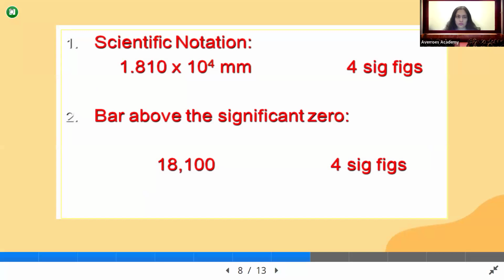Another example is if you're looking at scientific notation, we look at that first number, 1.810. Those are all significant, so there are 4 significant digits there. And in another instance, if there is a little dash or a bar above a 0 at the end of a value, so in this instance it's 18,100, but there's a little bar or dash on top of that last 0, then that 0 and any ones after that are not significant. So here we only have 4 significant figures.